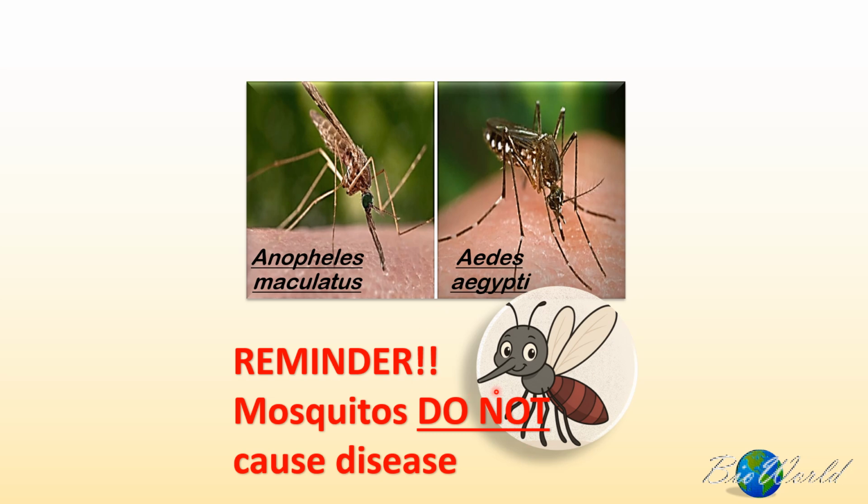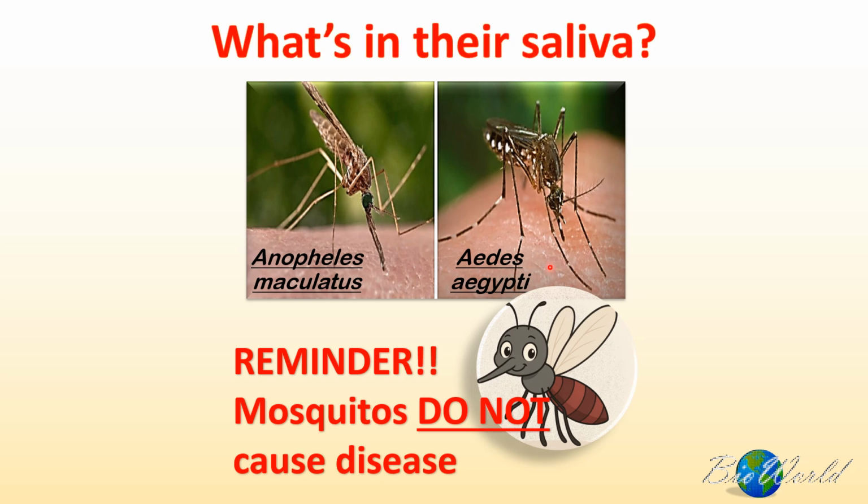I'd like you to know that these mosquitoes are actually innocent. They do not cause a disease. Instead, they are what we call vectors. Vectors are organisms that help to transmit harmful pathogens from one host to another. So in this case, the mosquito carries a harmful microorganism in its saliva and then transfers it from one human to another human, leading to an infectious disease.